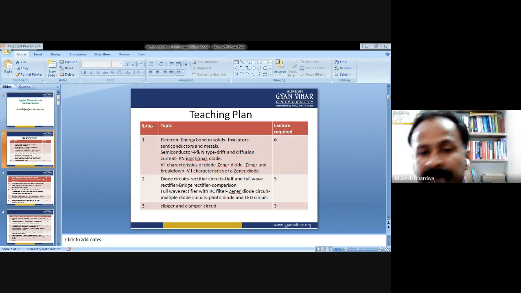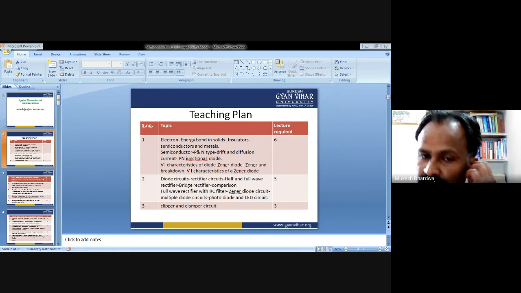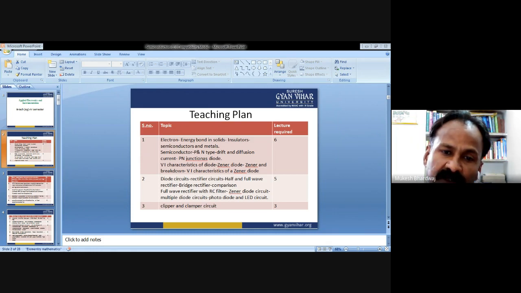Now the second topic is diode circuits. After forming the diode, we are going to use the PN junction diode in various applications, and their circuitries are going to be studied. The first circuit is the rectifier circuit: half wave and full wave rectifier, bridge rectifier, and their comparison. Full wave rectifier with RC filter, Zener diode circuit, multiple diode circuits, photodiode and LED circuits.